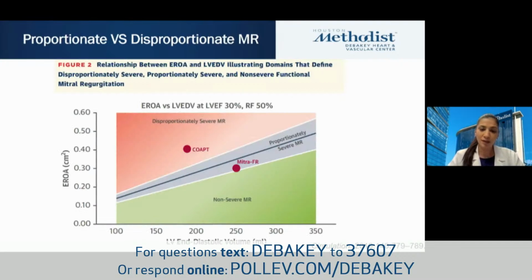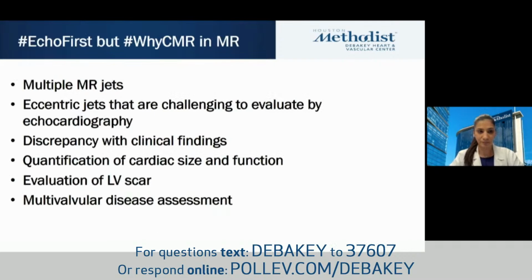And when we plot these two trials against the disproportionate MR, you can appreciate that the COAPT cohort were more in the disproportionately severe MR as compared to the MITRA-FR cohort. So these are just new concepts that are being studied now in further characterizing secondary mitral regurgitation.